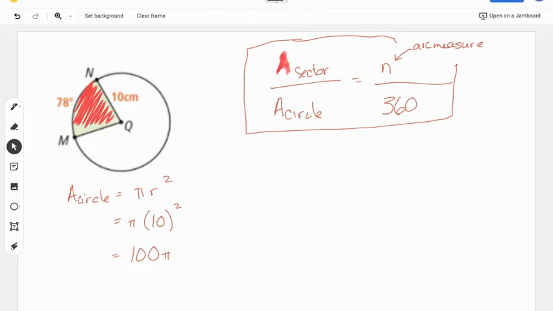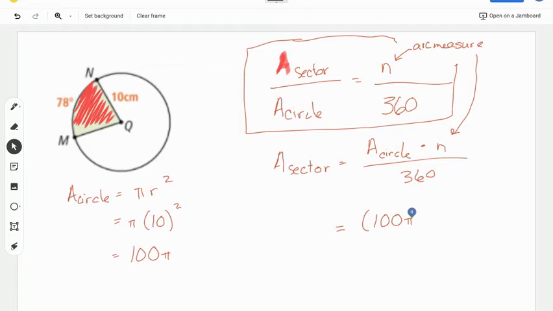Okay, so if we were to set up our equation, now just like before, we could also rearrange this and remember that the area of the sector is going to be the area of the circle times n, or that arc measure, divided by 360. So if I go ahead and plug in my information, I know the area of my circle is 100 pi. I know that the n here is 78 degrees. And I'm putting that divided by 360.